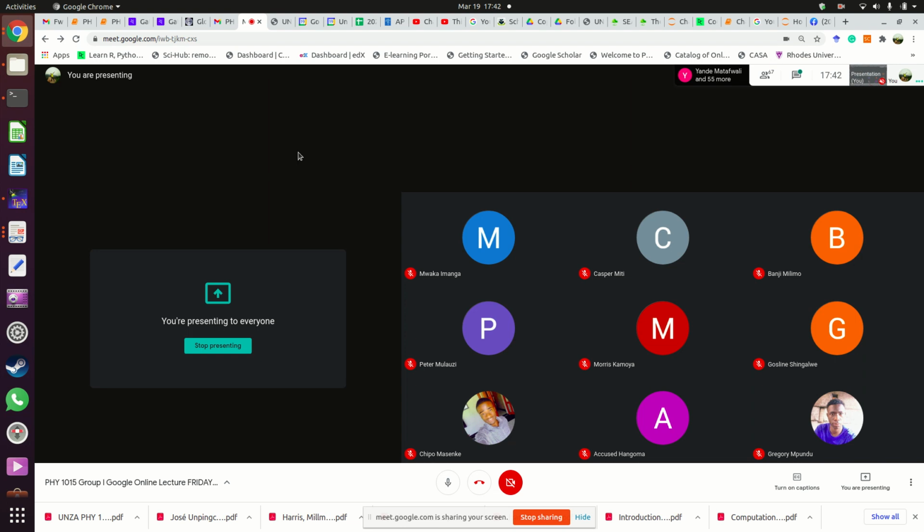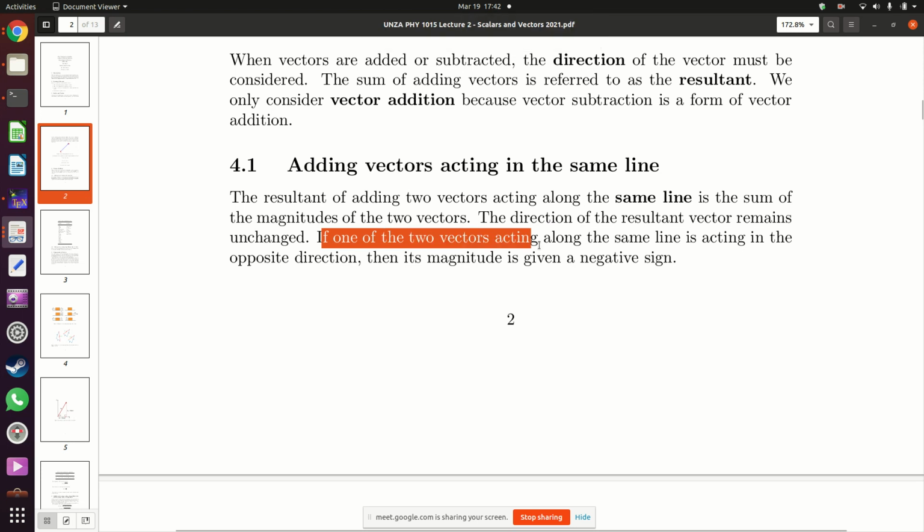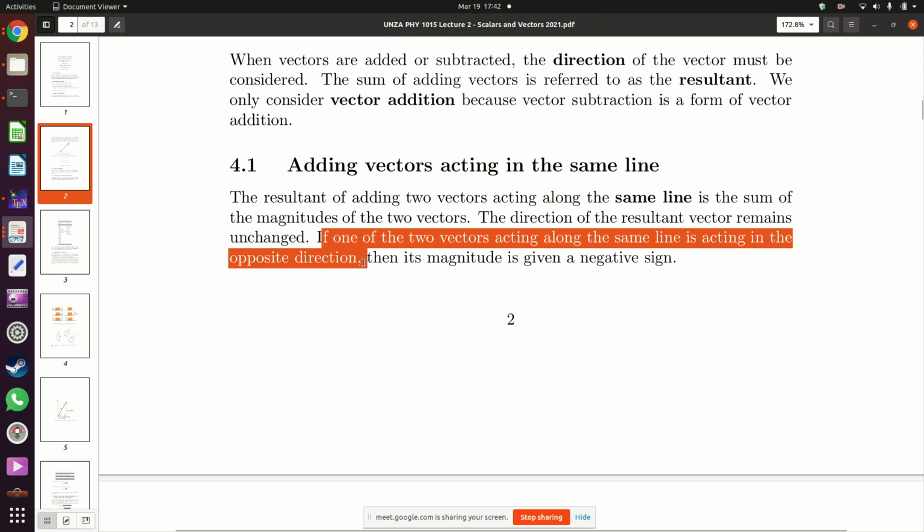Okay. Next, if one of the two vectors acting along the same line is acting in the opposite direction, so the two vectors are parallel but one of them is pointing in the opposite direction, then its magnitude is given a negative sign.